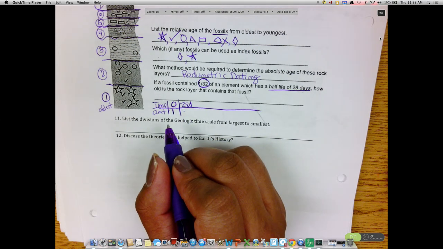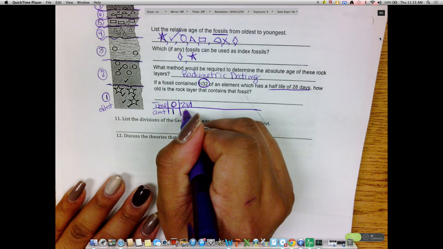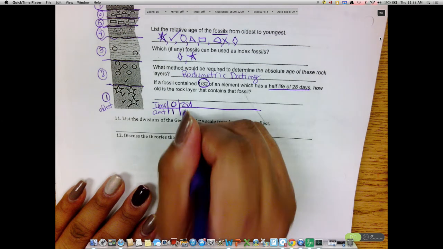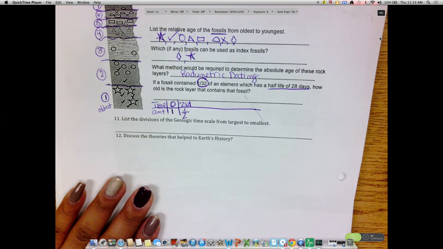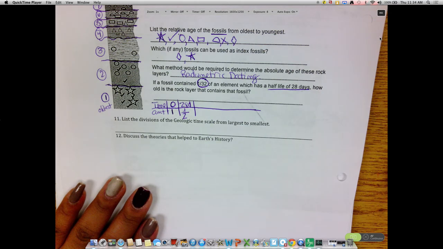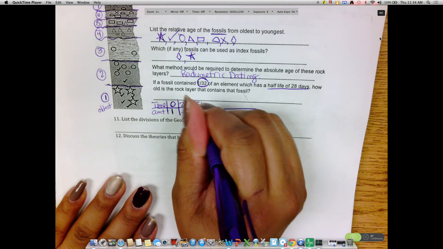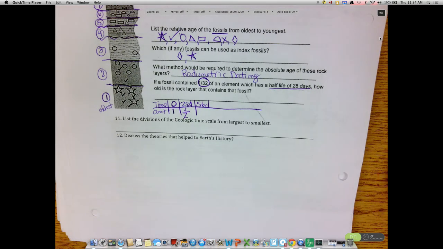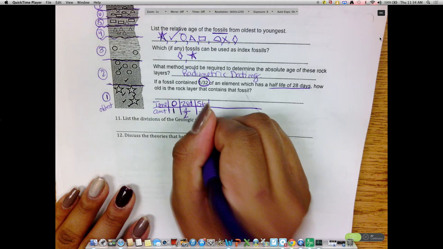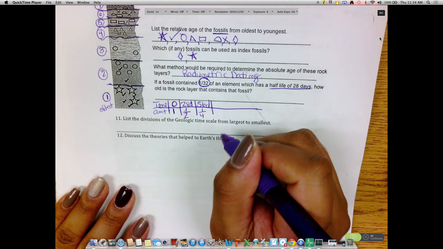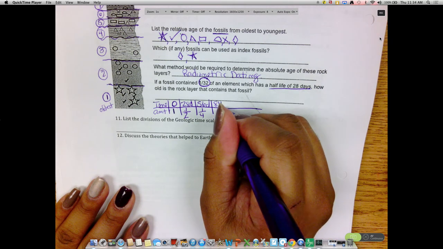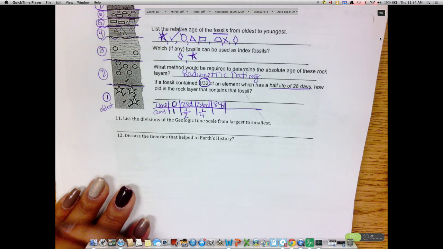After 28 days, what's going to be our fraction? 1 half. 1 half would be a lot easier. We go another 28 days, which will be a total of how many days? 56 days. What's going to be our fraction? 1/4. Are we at our present day goal? No. We go another 28 days, which is 84. What's our fraction? 1/8.